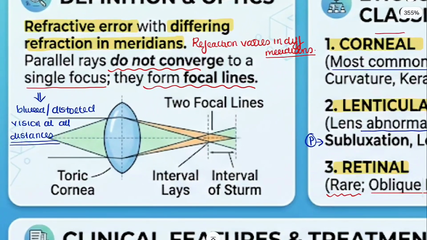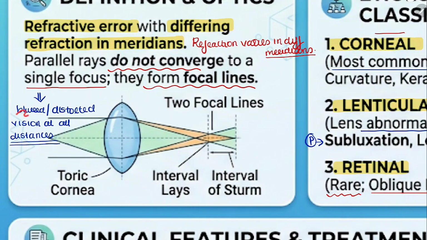So here the parallel rays do not converge to a single focus. We know that if this is the lens, the parallel rays should come and focus in a single point. But since different meridians have different refraction, they will not converge in a single focus. Instead, they form focal lines. So we can see two focal lines instead of a single converging point.